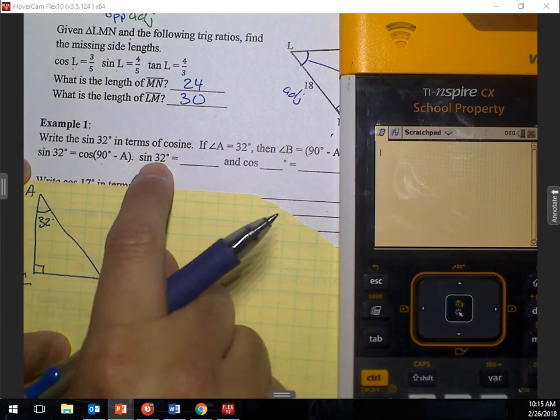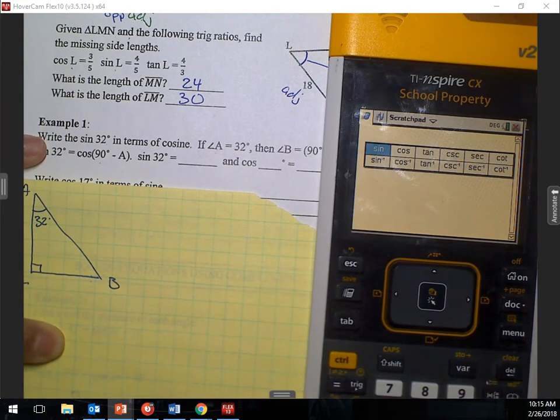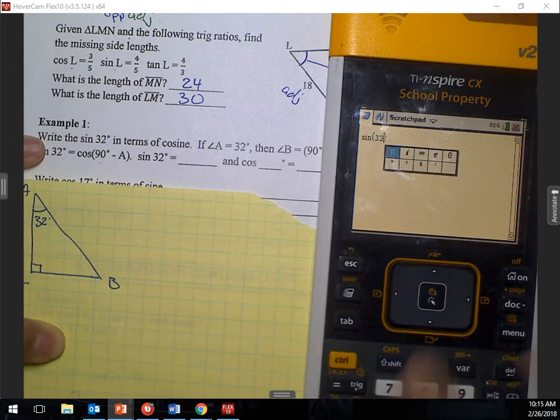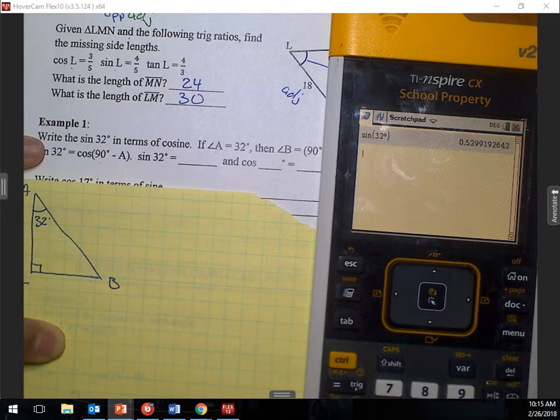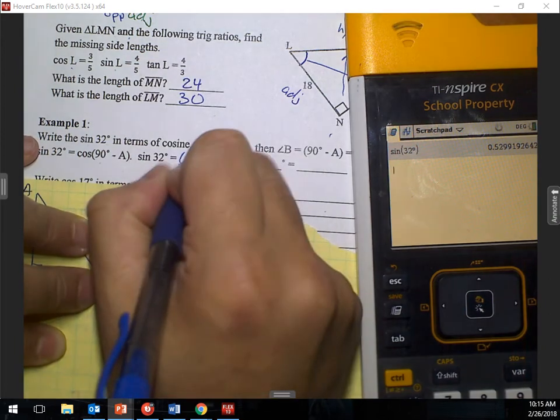Okay, what's the sine of 32 degrees? Trig, sine, 32 degrees. 0.53. Let's say 0.53. Wait, slow down.